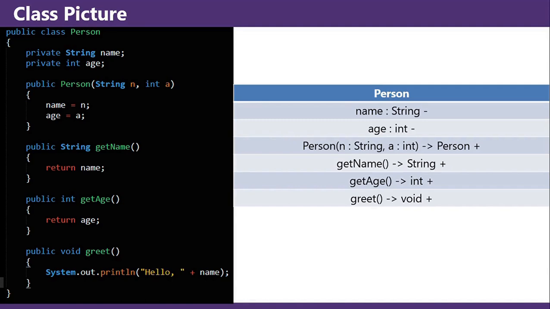So then for getName, you do getName, arrow, returns a string, public. getAge, arrow, returns an int, public. Greet, arrow, returns nothing, void, plus.